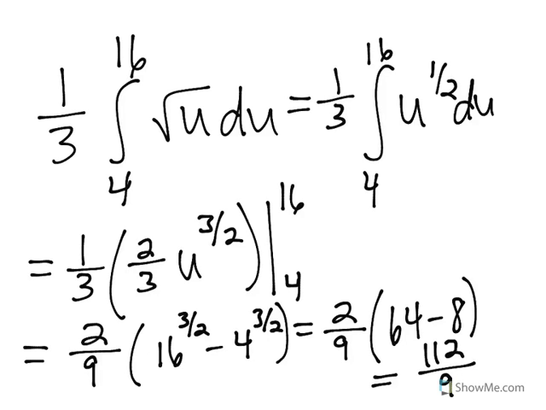So after integrating u to the 1/2 and substituting in 16 and 4 and performing the subtraction and the arithmetic, we get 112/9.